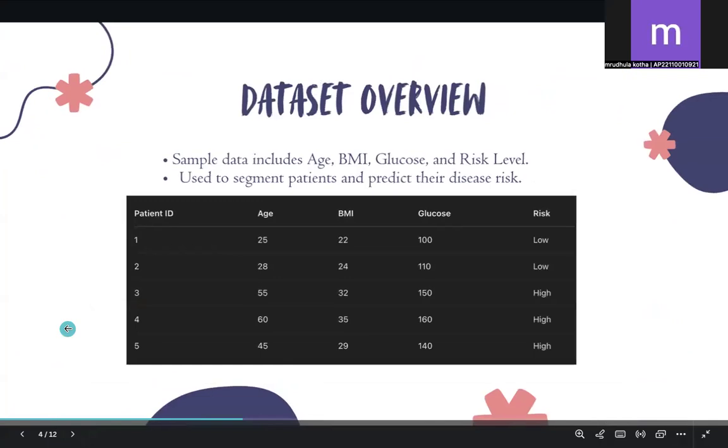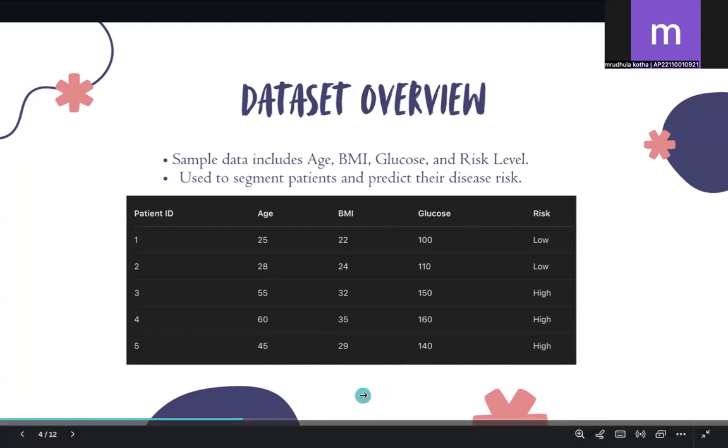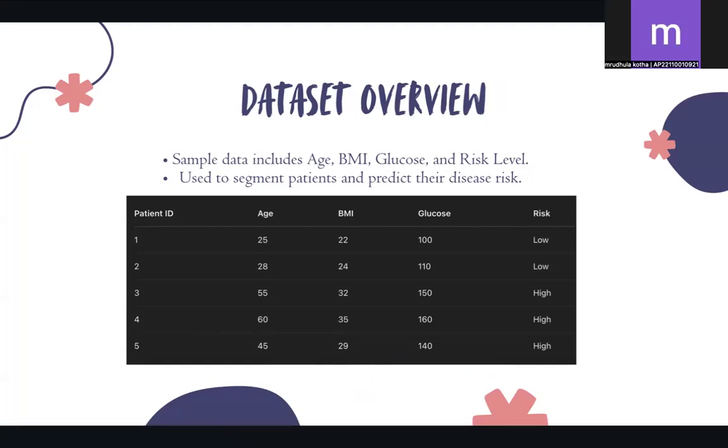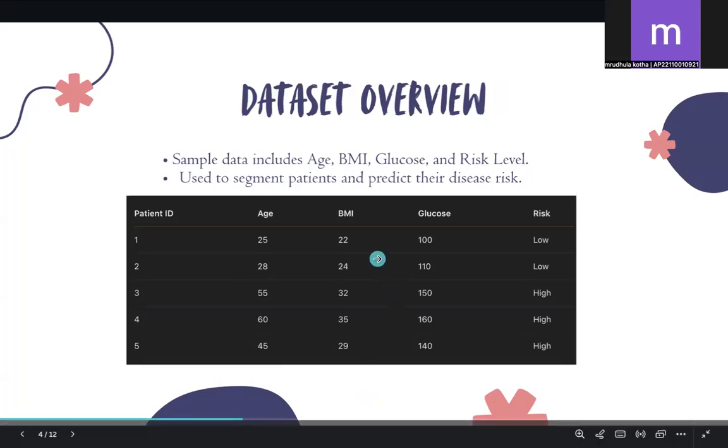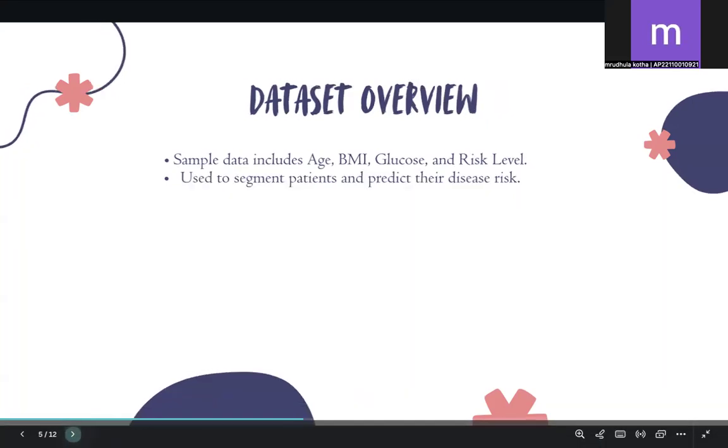Here we have a dataset that includes five patients and their health stats like age, BMI, glucose, and risk level. Even though it's a small dataset, it reflects common values found in real checkups. For example, patient 1 is young with healthy BMI and glucose, while patient 4 is older with higher values. We'll use this data to demonstrate how algorithms can identify patterns and make predictions.